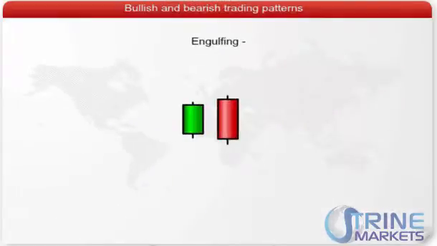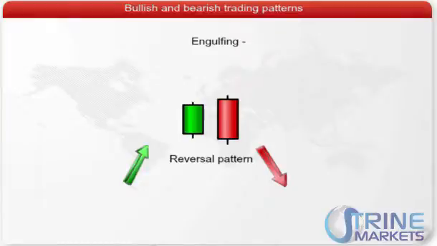The engulfing pattern is a 2-day reversal pattern and indicates a bearish or a bullish outlook. In an engulfing pattern, on the first day, the candlestick is positive and supports the general trend. The next day, the price opens a little higher than the closing price of the first candlestick and closes a little lower than the opening price of the first candlestick.